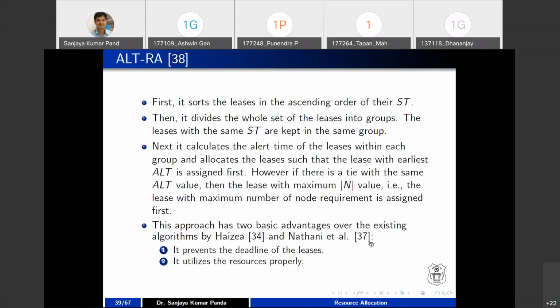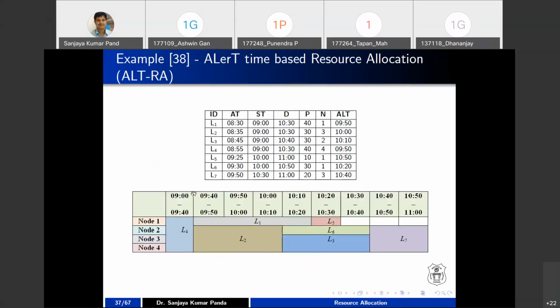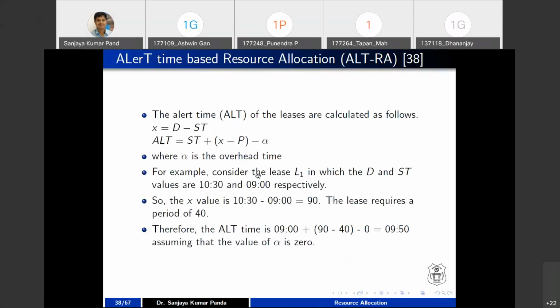So what is it doing? First step of the alert ALT array: first, it sorts the leases in ascending order of their start time. If 7 leases are submitted to the cloud service provider, the very first thing is that you have to sort the leases according to their start time. You can see L1 to L4 have the same start time, L5, L6 have the same start time, L7 has a different start time. So based upon their arrival, you have to sort them according to their start time, because we have to give priority to the leases which came first.